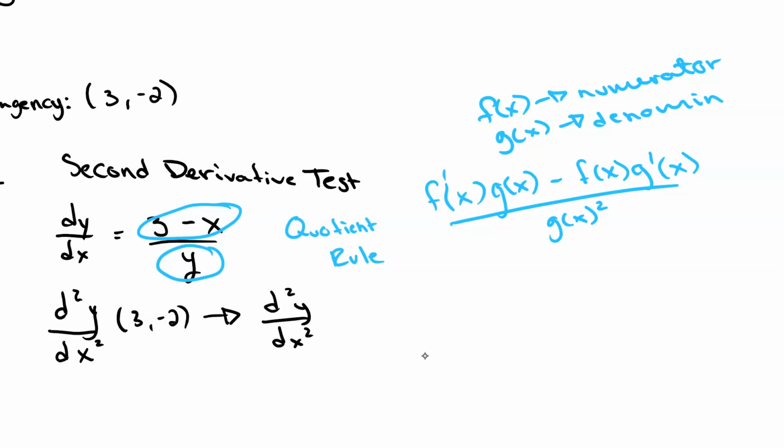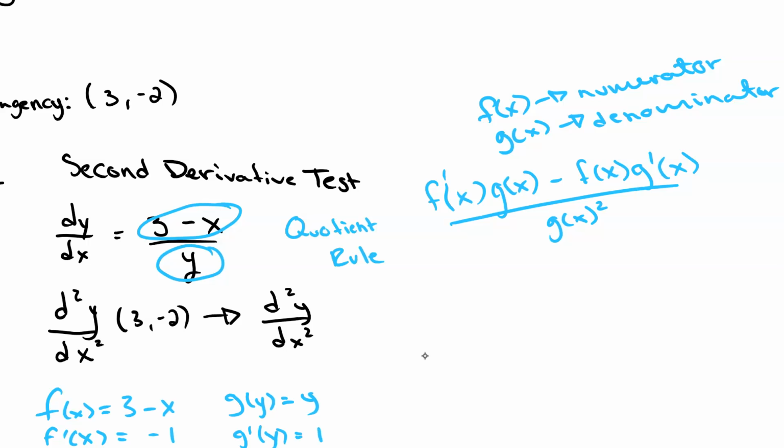So let's go ahead and find this derivative. I've got f equals 3 minus x, so the derivative of f is negative 1. g is y, and g prime is equal to 1. So we substitute into our quotient rule.